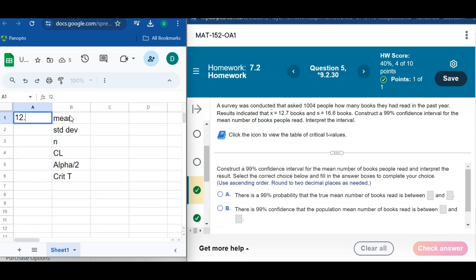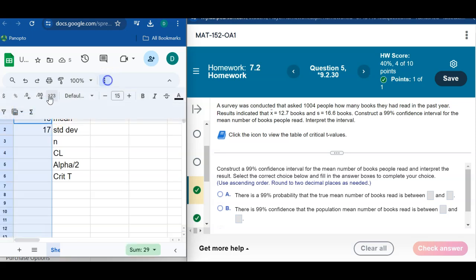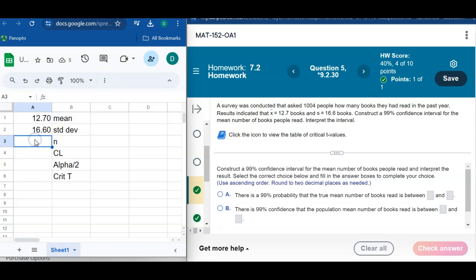The mean and standard deviation are given to me. There's the 12.7 as the mean. Standard deviation is 16.6. And I don't know why it's rounded. Oh, yeah, I do. It's those decimal places. All right, n is 1004. My confidence level is 99%. I'm going to write it as a decimal.